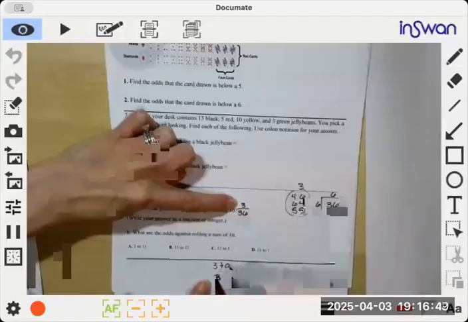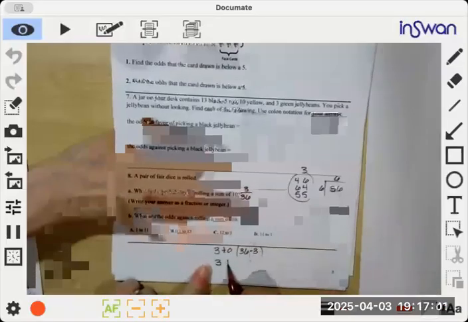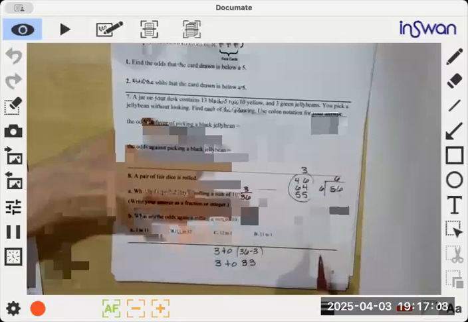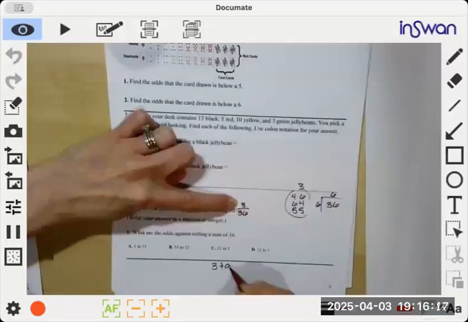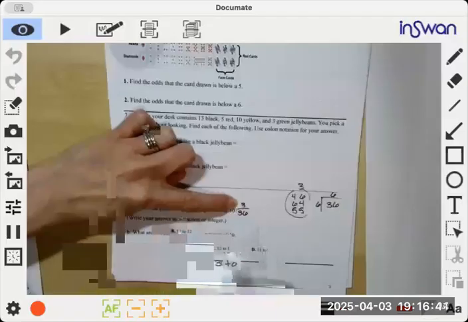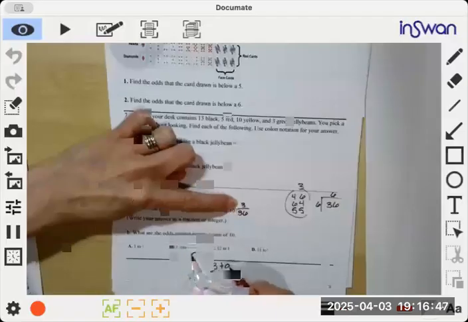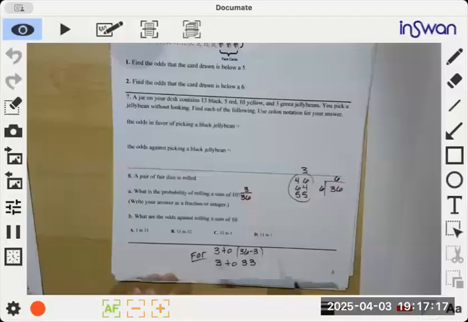So it's 3 to 33. None of these are 3 to 33. Oh, but this is saying against. I'm doing the 4. Oops, sorry. This is 4.